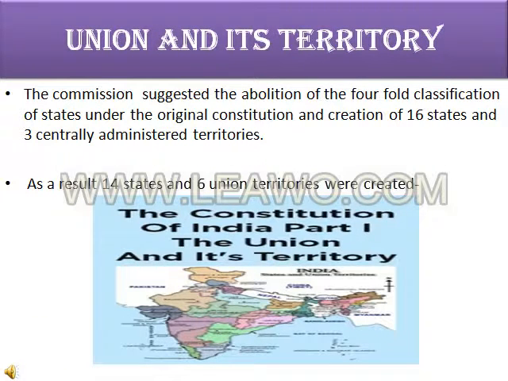What happened after the Fazl Ali Commission's report? The Commission suggested in the report the abolition of the 4-fold classification of states under the original constitution and the creation of 16 states and 3 centrally administered territories. Means the Commission suggested the abolition of the 4-fold classification, which we discussed earlier, and suggested creating 16 states and 3 centrally administered territories, means 3 union territories. But as per the result, 14 states and 6 union territories were created.